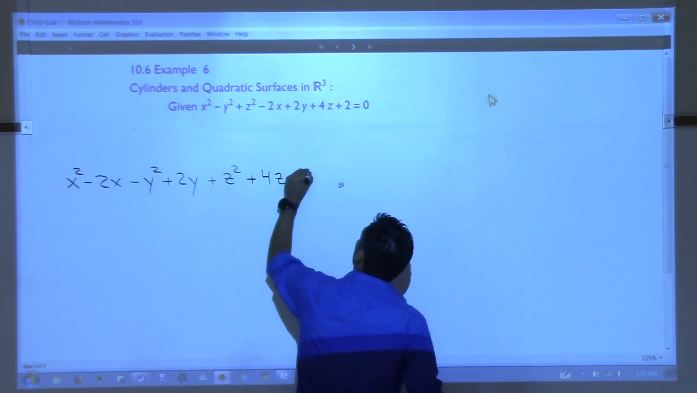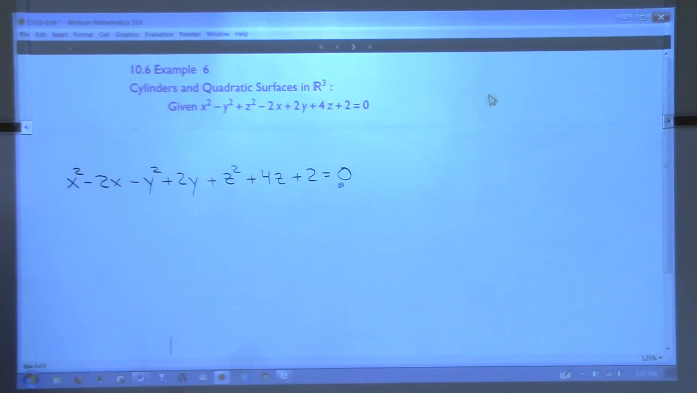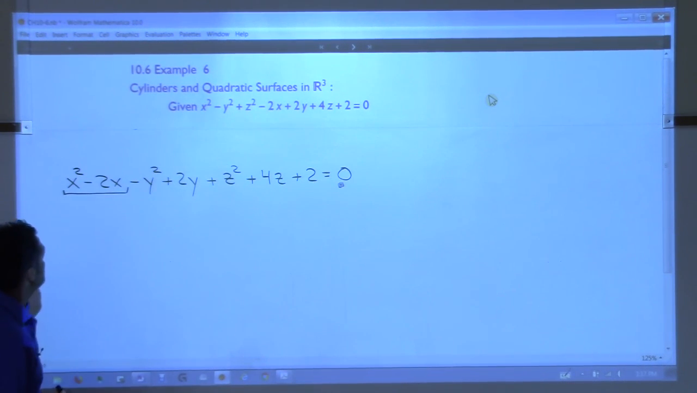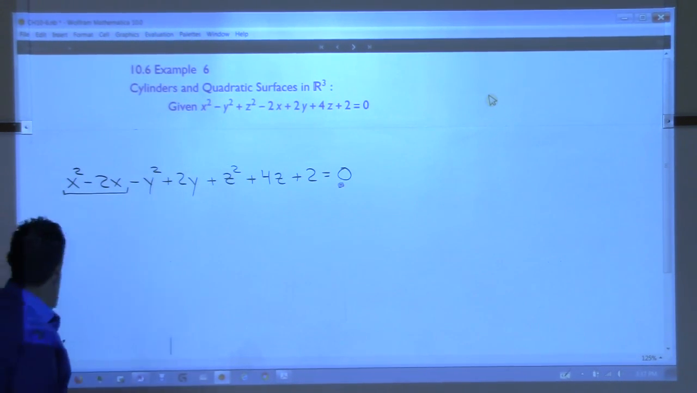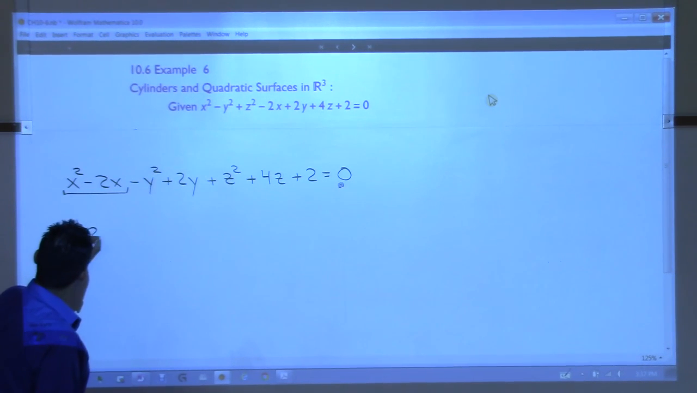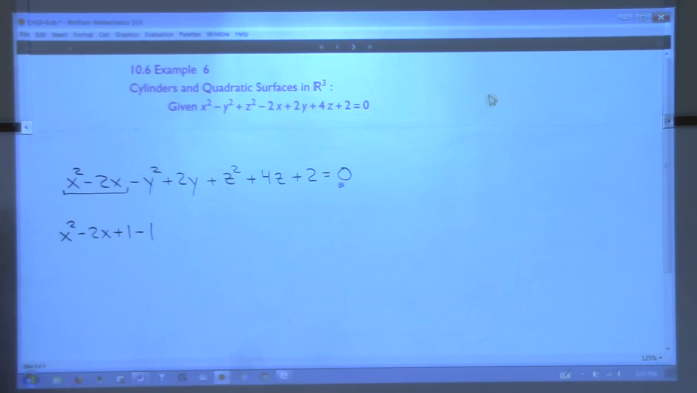So I'm just rearranging by variable here. Let's see if we can complete the square quickly. If I complete the square on those two, I'm going to take half of that and square it. So that's going to be negative 1, and I square it to get 1. So I'm going to add and subtract 1 next to this: x squared minus 2x, add 1, subtract 1. Okay, so that's completing the square on that one.